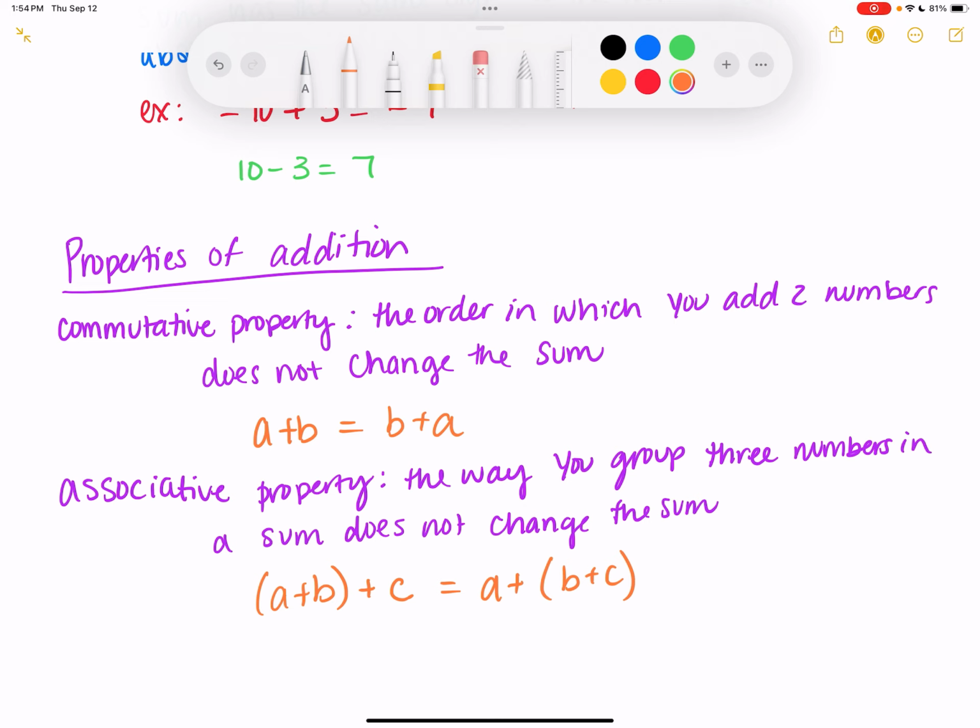So you would have in parentheses A plus B is what you do first, and then add C, and then on the other side you would add B plus C, and then you would add it to A. And all this is saying is that no matter which order you do it in, since everything's being added, you're going to get the same answer.